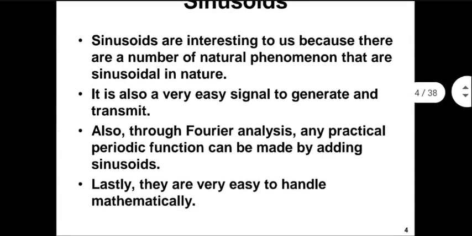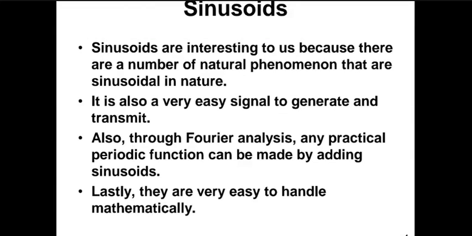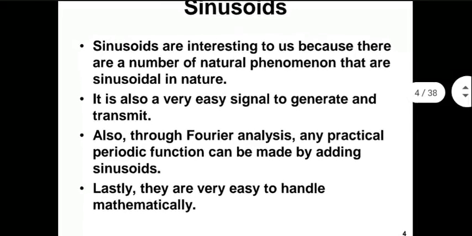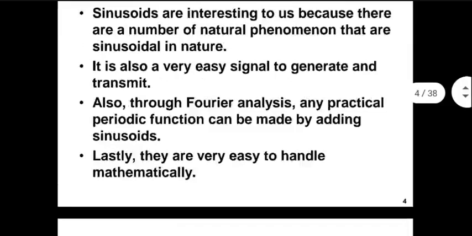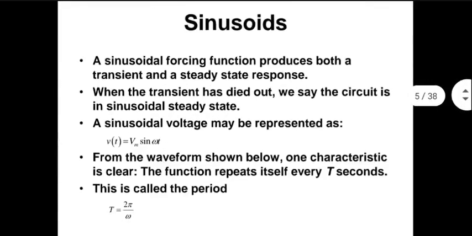Sinusoids means equations involving sine or cosine functions. They capture a lot of natural phenomena. That's why these functions are commonly seen in analysis. And they are relatively easy also to handle mathematically. Fourier series allows you to express any general periodic function in terms of sine and cosine functions. So if you know the analysis in terms of sine and cosine functions, any general periodic function can also be handled. That's the reason why sine and cosine functions are commonly seen in AC circuit analysis.